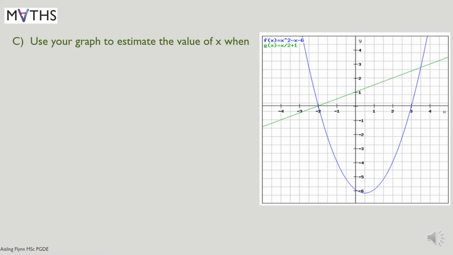Part C of the question. Use your graph to estimate the value of x when f of x equals 3. So what is 3? 3 is an output. When you put your number in and you do the function, 3 is the answer. It's an output and it's found on the y-axis or the vertical axis. So we have to locate 3 there, and there it is.